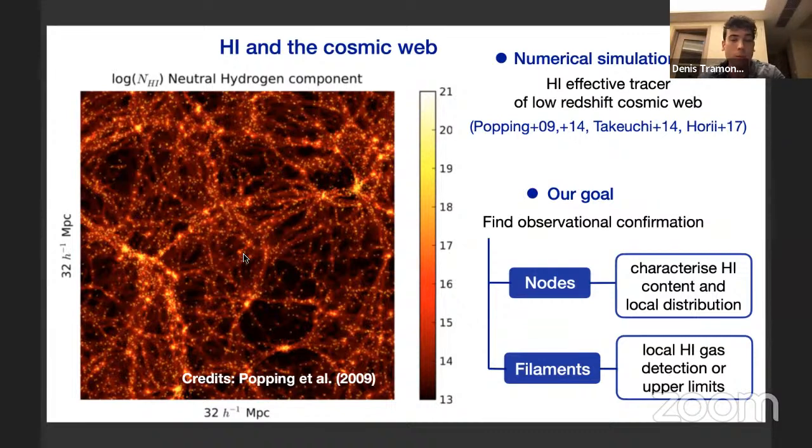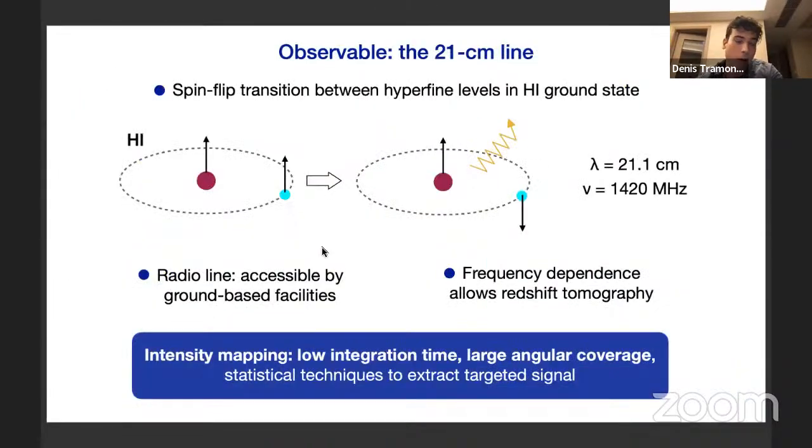And I will focus in particular on two types of structures: the nodes of the cosmic web, which are the locations with the highest column density in neutral hydrogen. And then we will focus on the filaments, which of course are fainter and harder to detect. Of course, our observable is the 21 centimeter line, and the technique is the intensity mapping.